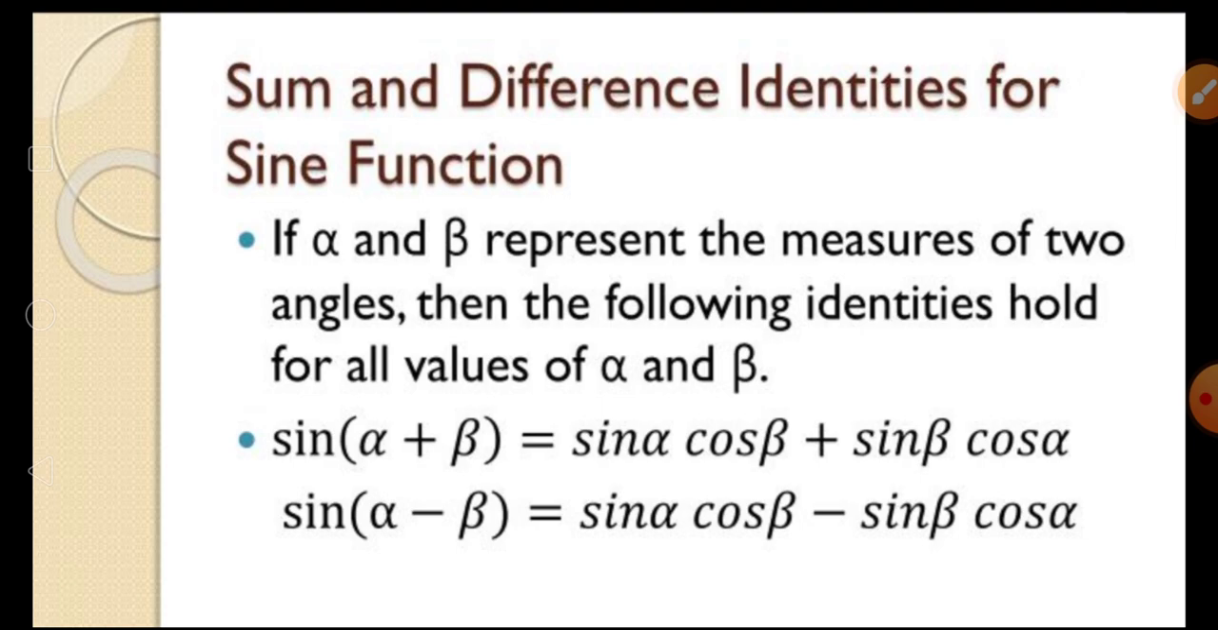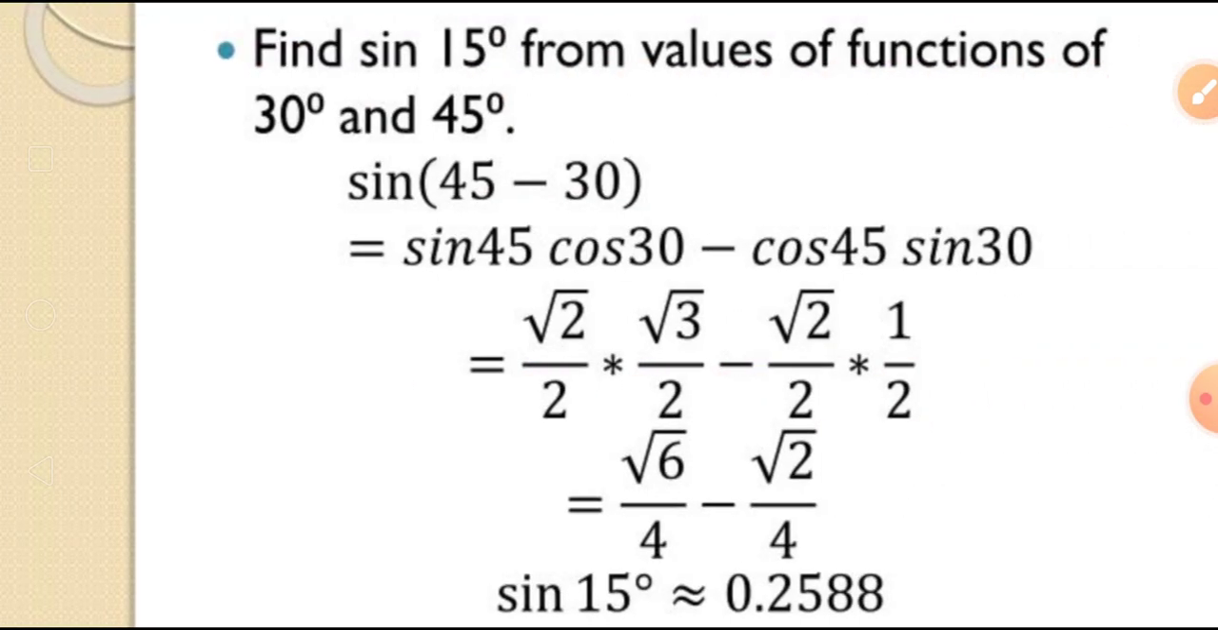Now we see an example for this. Find sin 15 degrees. So sin 15 degrees can be written as sin of 45 minus 30. So this is in the form of sin of alpha minus beta, which is equal to sin alpha cos beta minus cos alpha sin beta. So you substitute 45 degrees and 30 degrees instead of alpha and beta. We have sin 45 cos 30 minus cos 45 degrees sin 30.